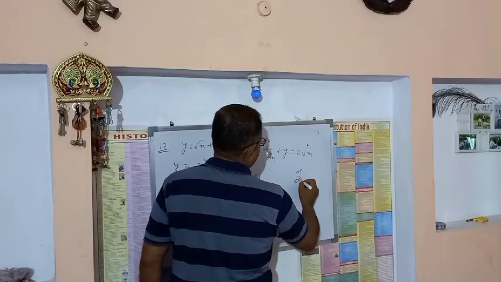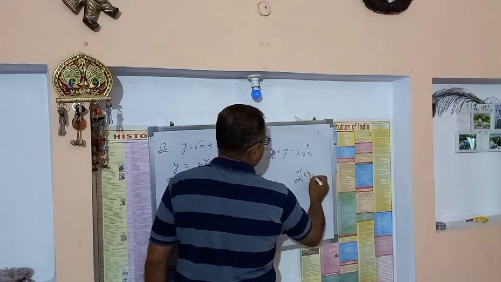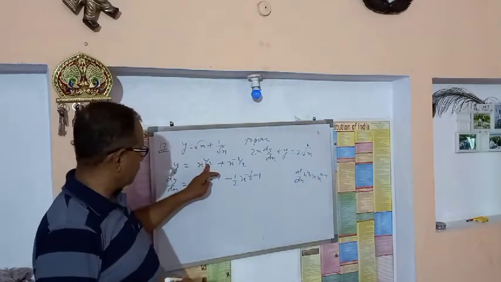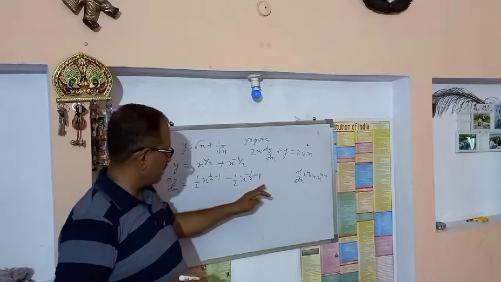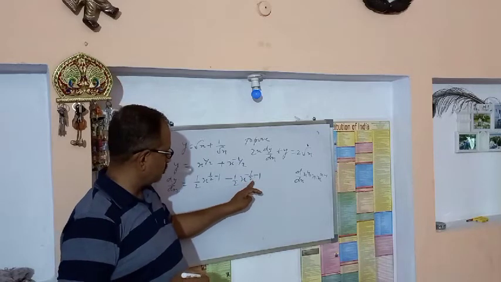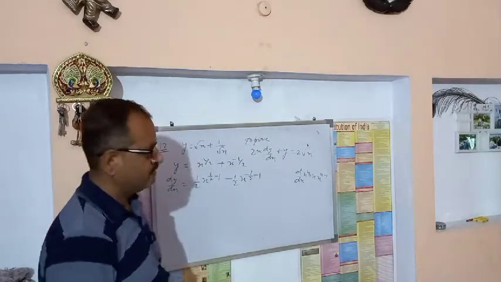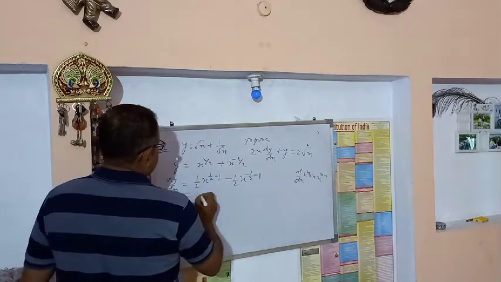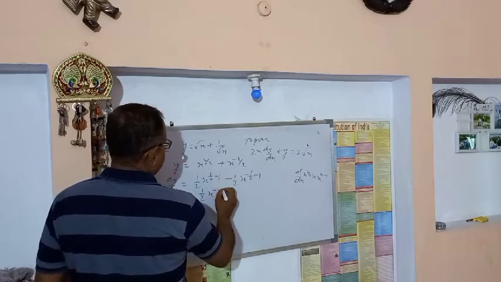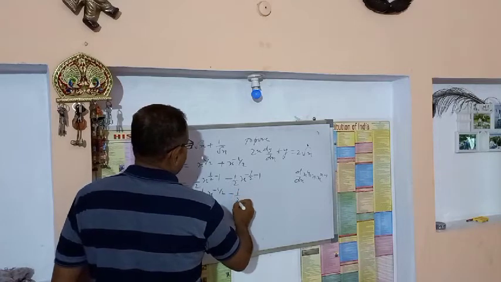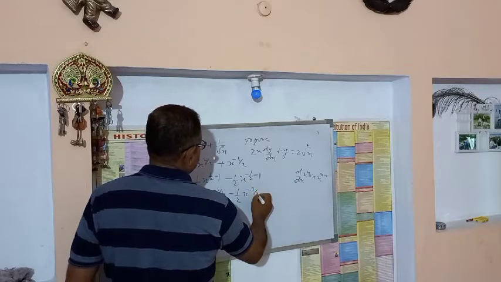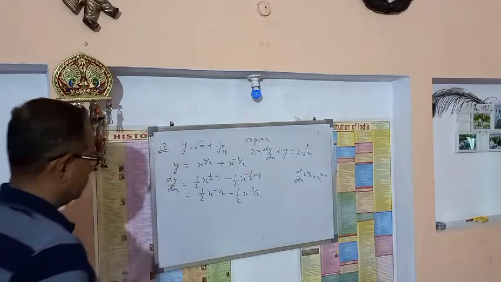Using this result, x to the power n, like this. So here power is 1 by 2. 1 by 2 x to the power 1 by 2 minus 1. Here power is minus 1 by 2. Minus 1 by 2 into x to the power minus 1 by 2 minus 1 by 2. Subtract. It will be minus 1 by 2. Minus 2 minus 1. Minus 3 by 2.